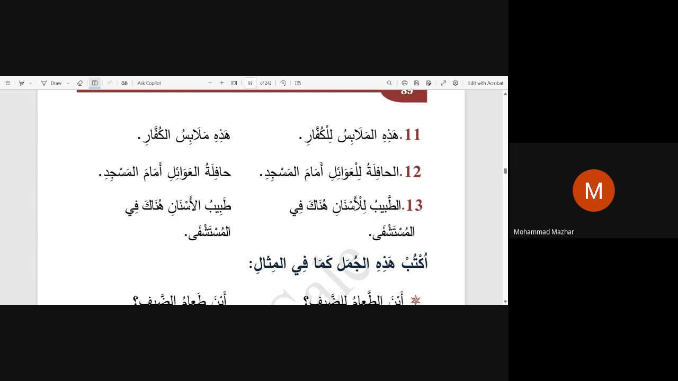It says طبيب الأسنان هناك في المستشفى. That's how you say dentist. You don't say الطبيب للأسنان. That's a longer, detailed way of saying it.